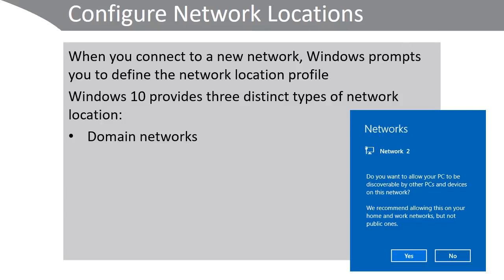Domain networks, which are automatically detected. If you plug in a laptop and it senses that it's on a domain network, which it does by examining the network traffic, it will determine it's on a domain network and configure itself without prompting you. If it's not a domain network, it will then ask you, is it a private network or a public network? By saying, do you want to make your device discoverable or not? So yes equals private network, no equals guest or public network.